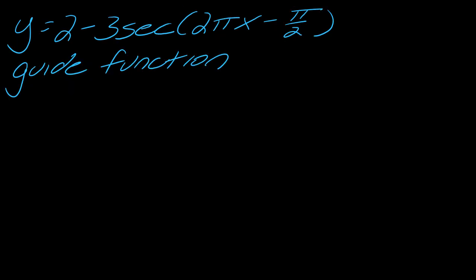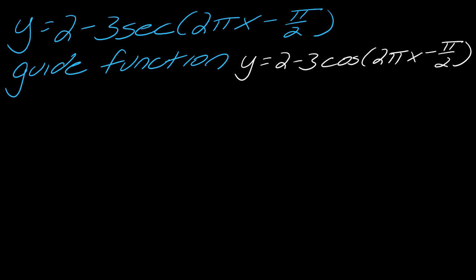Okay, and so for the last one, I've got 2 minus secant 2 pi x minus pi over 2. So we've got kind of the whole shebang. We've got a lot of stuff going on with this one. So my guide function is going to be 2 minus 3 cosine 2 pi x minus pi over 2.